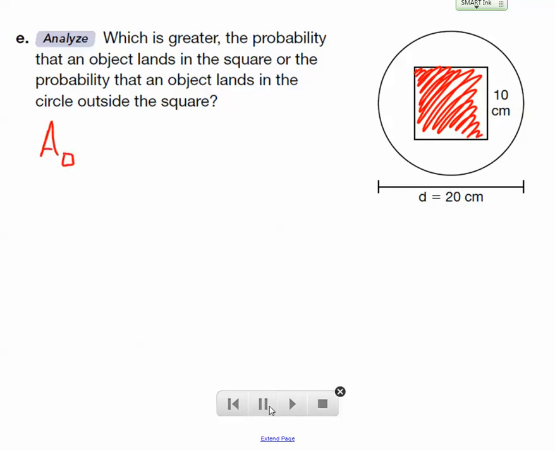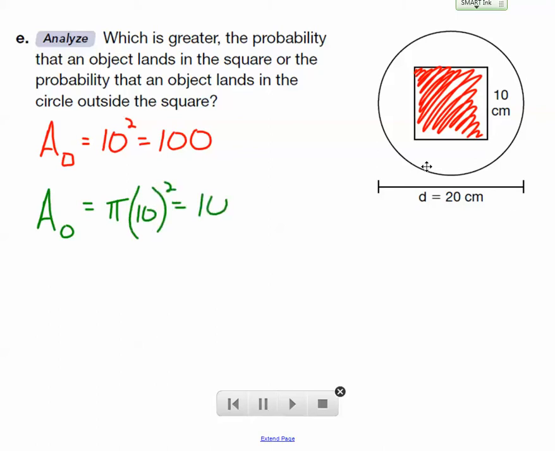Okay, well, the probability that it lands in the square, well, how about we just figure out the area of the square? 10 squared, 100. Then let's figure out the area of the circle, which is pi r squared. So pi times 10 squared. Radius is 10 if the diameter is 20. So it'd be 100 pi. We'll go ahead and round that. 314. So the probability that it lands in the square, given that it's going to land in the circle, would be 100 out of 314.